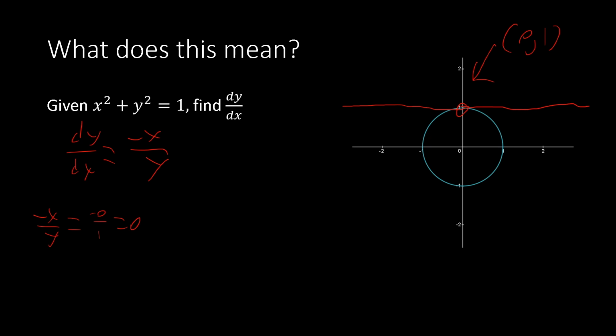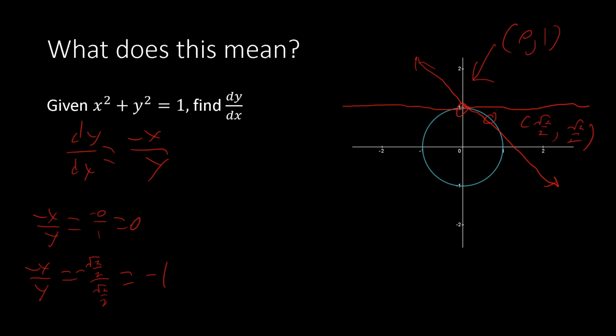I know I'm terrible at drawing lines, but you can see that that does line up, and that does give us the correct answer because the slope of this line is 0, and that's also what our dy over dx gave us. Now let's look at another example. Let's look at this point right here, which is square root of 2 over 2, square root of 2 over 2. So let's plug in negative x over y. So it's just going to be negative 1. And if we look at the tangent line here, the slope is also negative 1. So that's another example that works just fine.